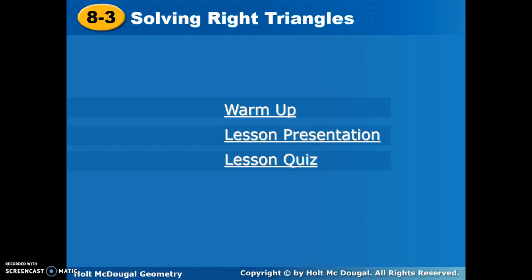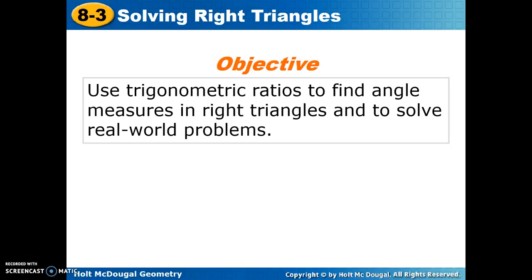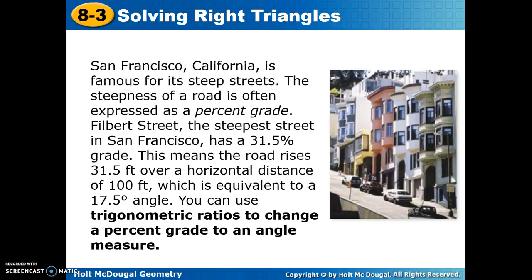Oh, yeah, so today is 8-3, Solving Right Triangles. The title in our book is Trigonometry. So our objective is to use trigonometric ratios to find angle measures in right triangles and to solve real world problems. Sounds fun. Alright, so San Francisco is famous for its steep streets.